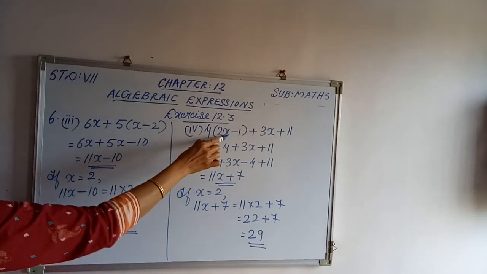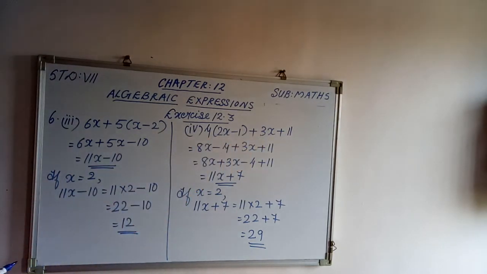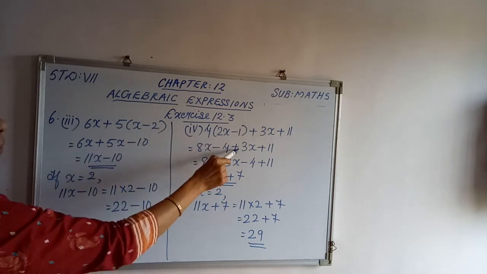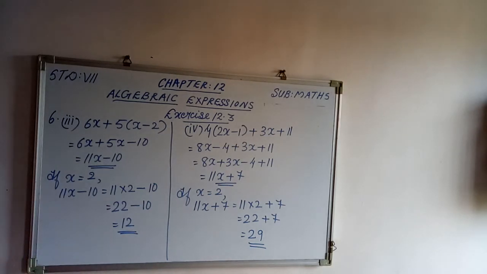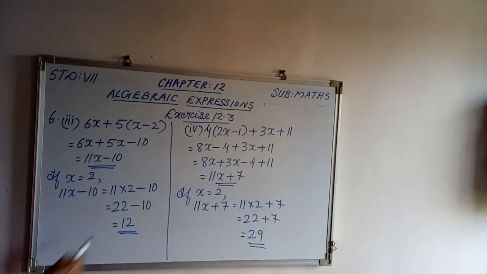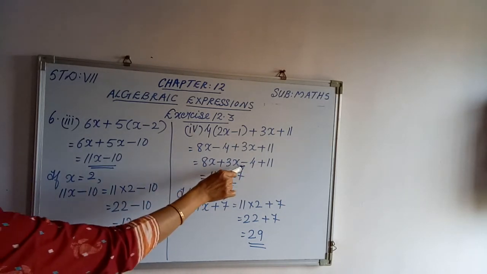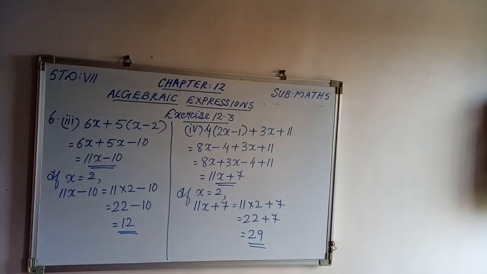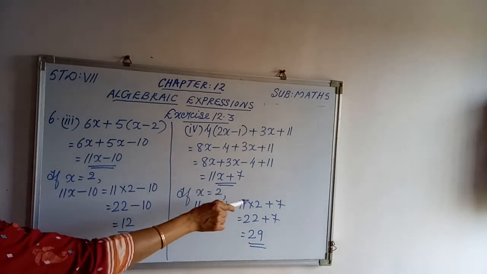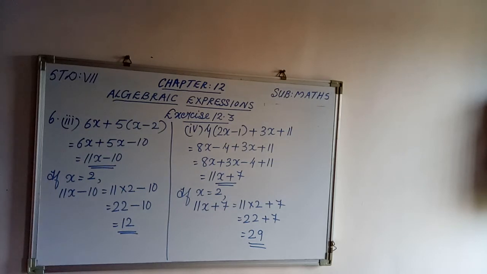4 into 2x minus 1 plus 3x plus 11. 4 into 2x, 8x. 4 into minus 1, minus 4. Plus 3x plus 11. Arranging the like terms, 8x plus 3x minus 4 plus 11. 8x plus 3x, 11x minus 4 plus 11, that is plus 7. This is the simplified form of the expression. Now if x is equal to 2, 11x plus 7 is equal to 11 into 2 plus 7. 11 into 2, 22 plus 7 will give you 29. I hope question 6 is clear to you.